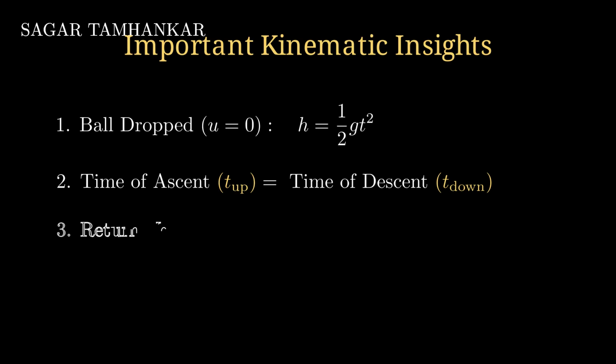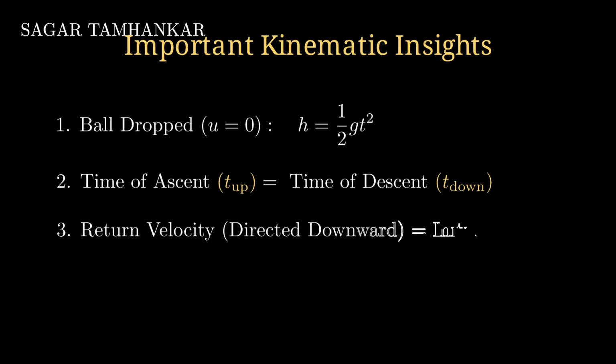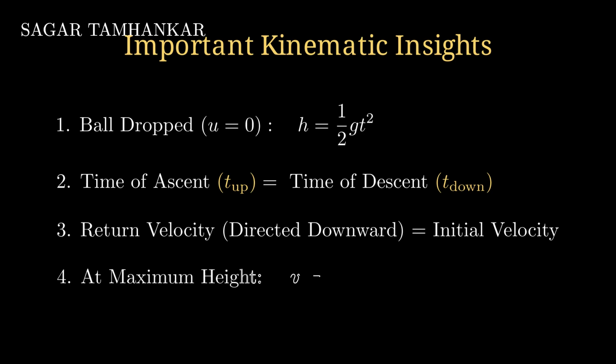Third, the speed of the ball when it returns to the ground is identical to the speed it was thrown with, though its vector direction is reversed. And finally, at its highest peak, the ball momentarily stops moving before falling down, meaning its final velocity at maximum height is always 0.